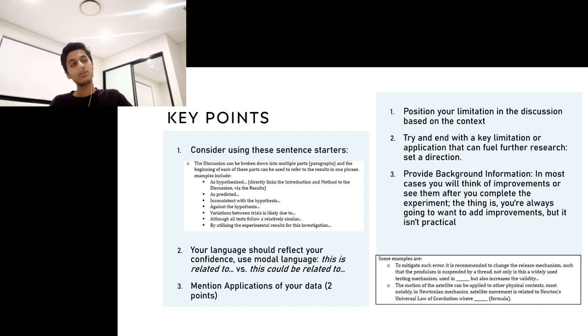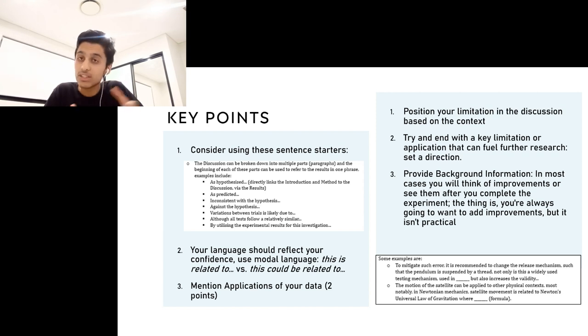Okay, position your limitation in a discussion based on context. When it comes to writing the discussion, always talk about the limitations that you've had. Because let's be honest, when we write the method for a scientific paper, we're going to do the experiment, and then we're going to be like, oh, I could have done this better. And then we're going to do the experiment again, and there has to be one point where we stop and say, okay, I can't keep redoing the experiment. I have to work with the data that I have collected as of this time.